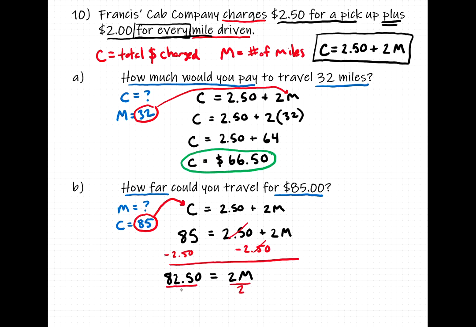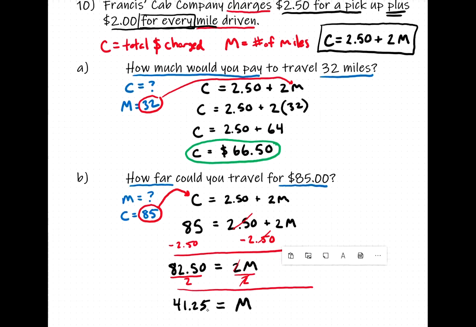And whatever we do to one side, we do to the other. So the times 2 and the divide by 2 cancel, and on the right we're left with M. And on the left, 82.50 divided by 2 will be 41.25. Let's be specific, we'll call that miles. All right, and that should do it for part B.